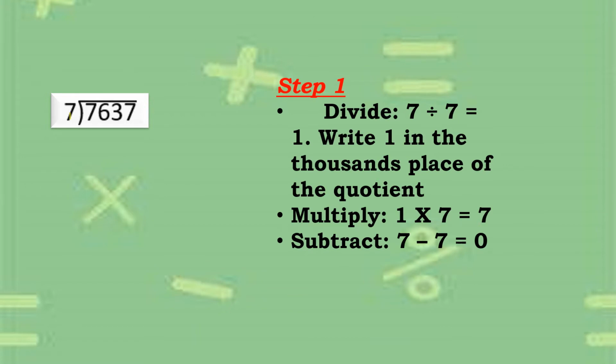Alright, here is the first example on how to divide 3 to 4 digit numbers by 1 to 2 digit numbers without and with remainder. To solve the problem, we need to follow all the steps. Is it clear to you, children? Very good! First step, 7 divided by 7 is equal to 1 and write 1 in the thousands place of the quotient. Let's multiply. 1 times 7 is equal to 7, then 7 minus 7 is equal to 0.